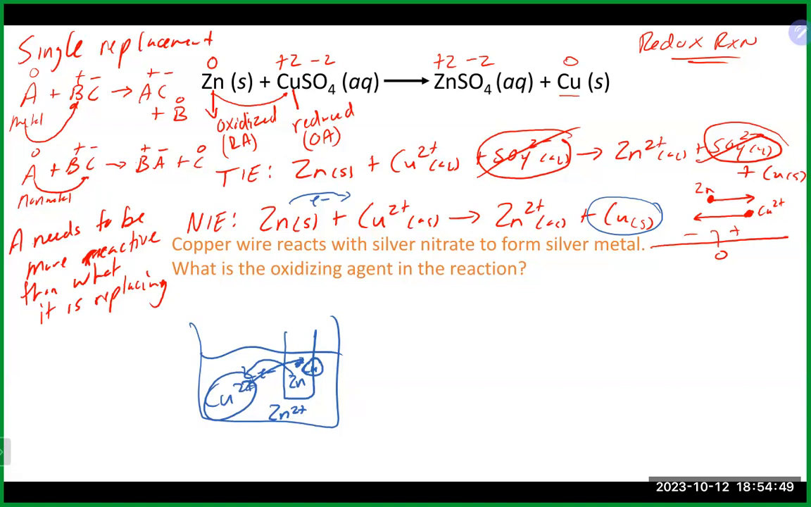And again, you can see in that net ionic equation, it's really our zinc going from 0 to +2 being oxidized, losing those electrons over to the copper with the +2 charge that's going to gain those 2 electrons. Any questions?